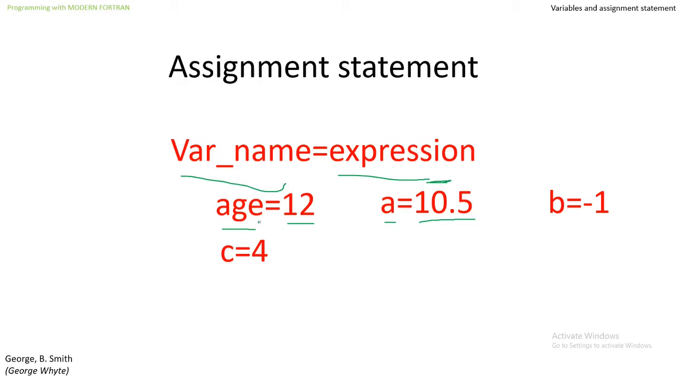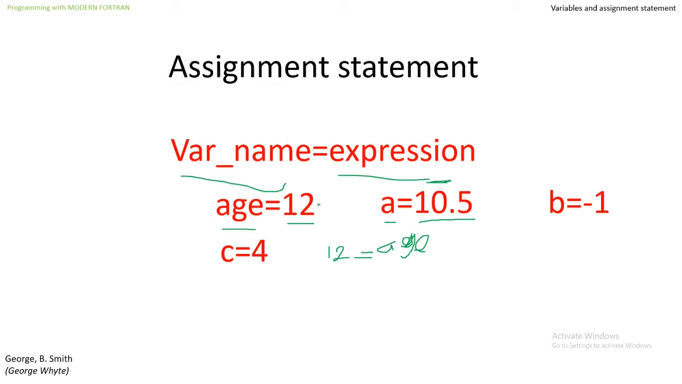So it is impossible for you to have something like this: 12 being equal to age. We know that in mathematics this is possible. According to what they call the symmetric relation, if A is equal to B, then B is also equal to A. But in programming that's not the case. If 12 is assigned to age, then you can't assign age to 12. It's not possible. We are going to see where that symmetric relation is actually possible when we come to relational operators.